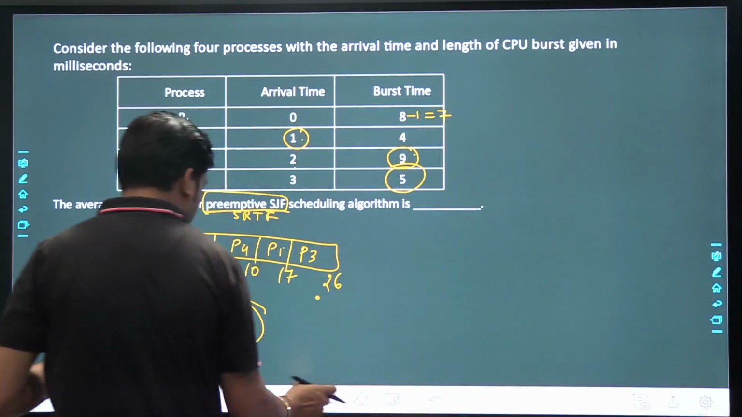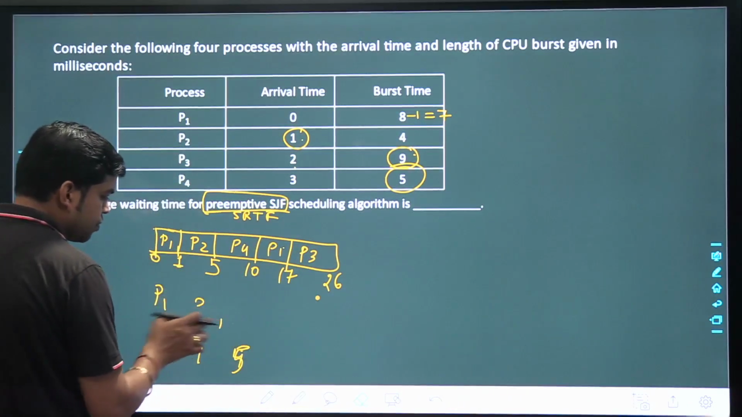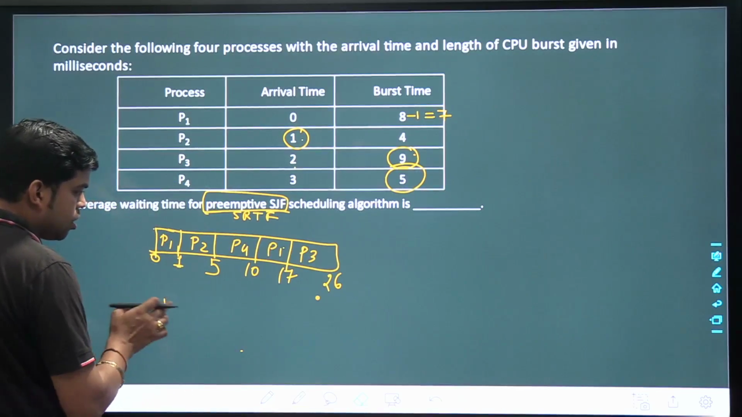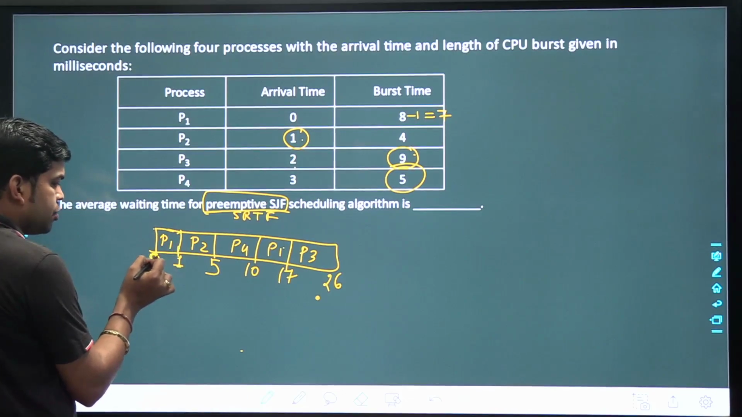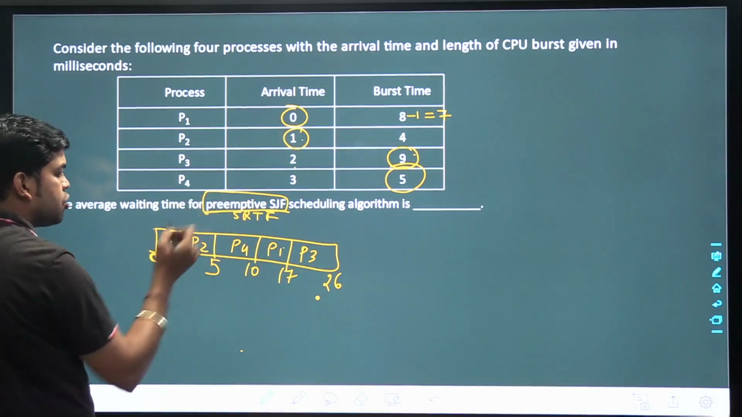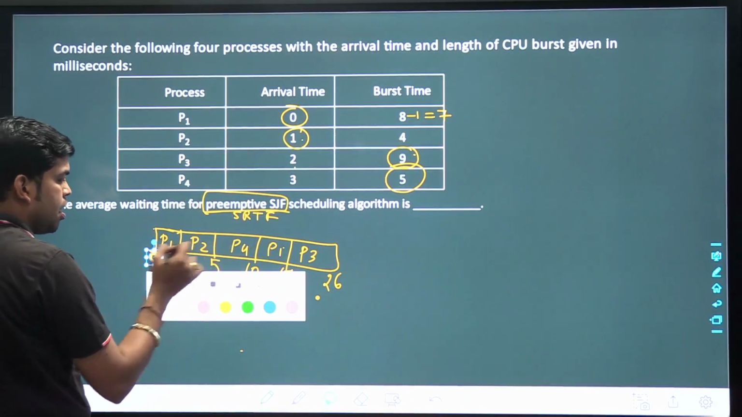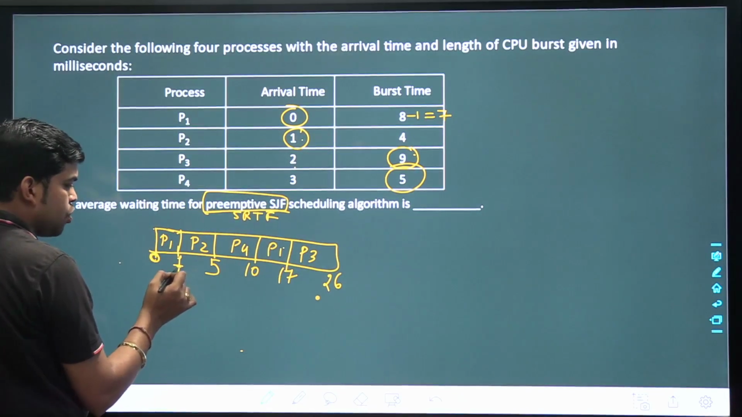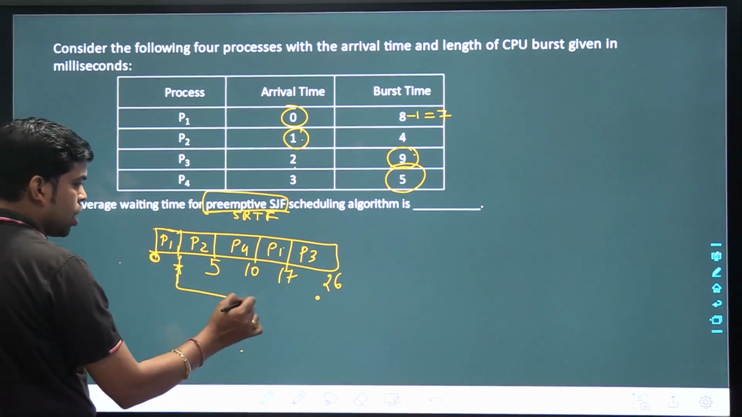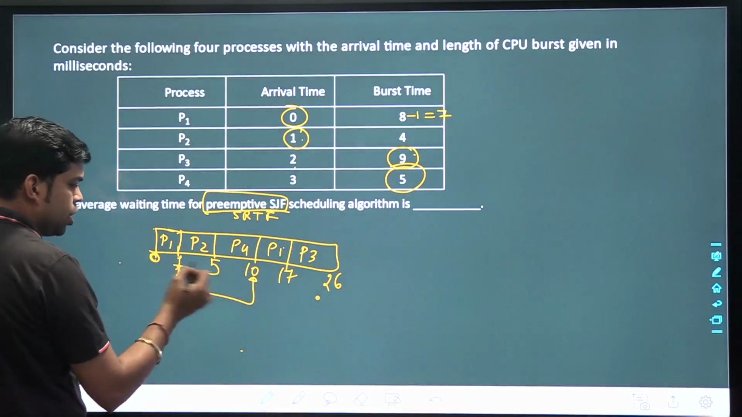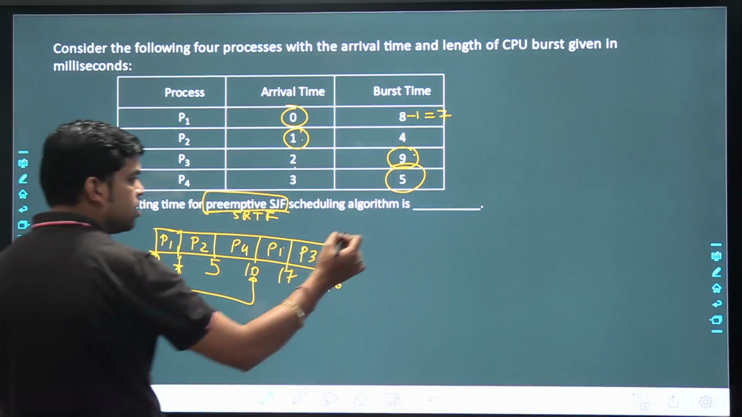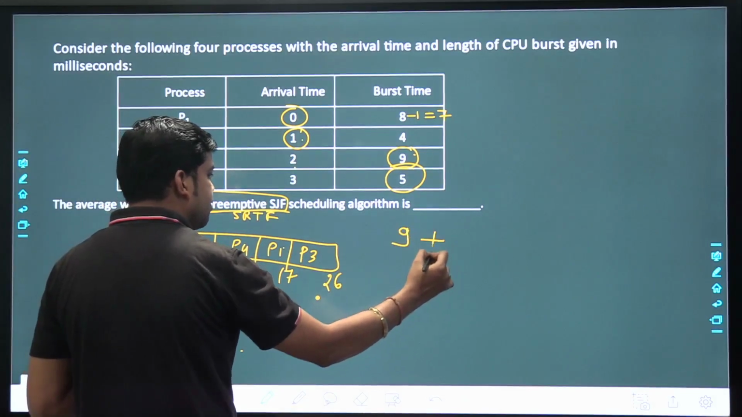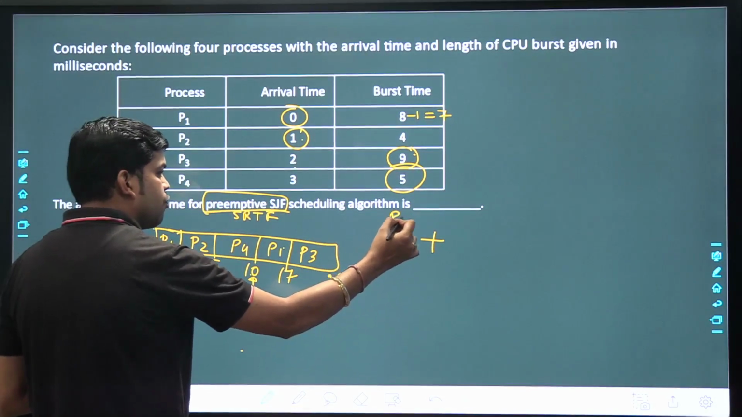So how to calculate the average waiting time? Just understand the logic. First P1 is allocated at time 0 and arrives at 0, so there is no waiting initially. But here P1 is preempted, releasing the CPU at time 1, and again allocated at time 10. So during this time P1 is waiting. So 10 minus 1 is 9. So the waiting time of P1 is 9.